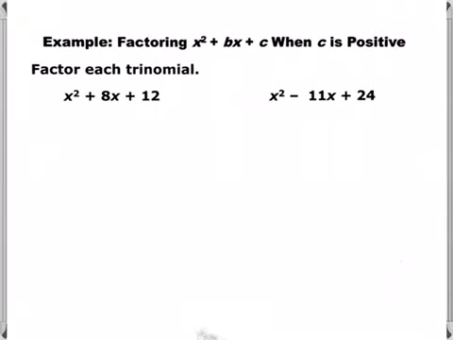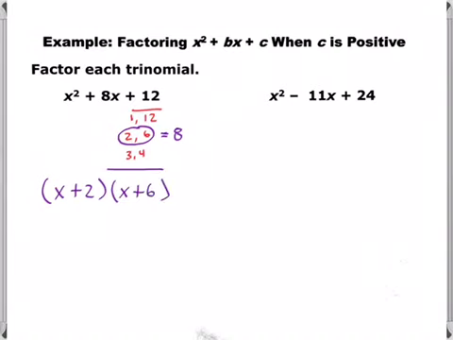Example 3, same thing. We've got x squared plus 8x plus 12. We're looking for the factors of 12 that add up to be a positive 8. So you've got 1 and 12, 2 and 6, 3 and 4. Of these, the ones that add up to be 8 are 2 and 6. So that means our factored form becomes x plus 2 and x plus 6.